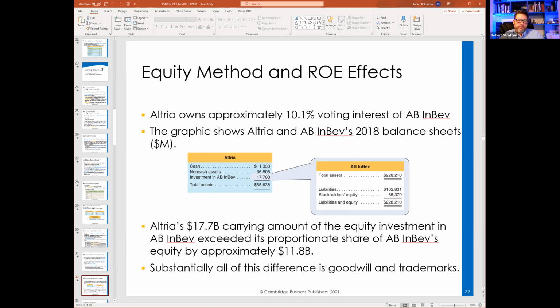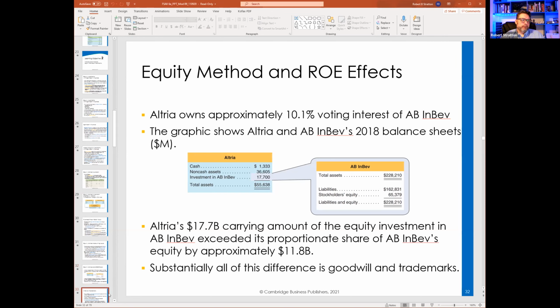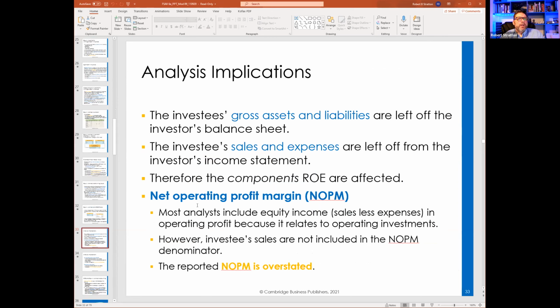So what the investor here is doing is making their own judgment to come up with a value that compensates for these issues, and they added 11 billion. That is their assessment of what the goodwill and trademarks of AB InBev are worth. Because the liabilities and other areas off the balance sheet and income statements are not accounted for in this way, it can throw off some of the ratios.